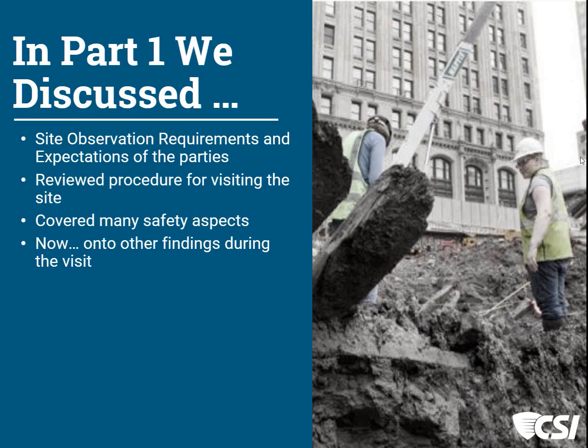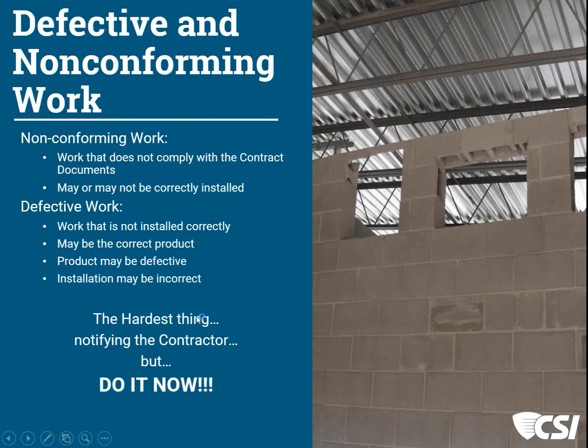We have been through, as you see in the title, 7 segments that follow along with the Construction Contract Administration Practice Guide. We are in Chapter 6, which covers site visits, observations, and inspections, and we are doing the second part of Chapter 6. In the first part, we looked at site observation requirements and the expectations for parties. We also reviewed some of the procedures for visiting a site. We covered safety issues. Now we're going to move on to the next part of site observations, and we're going to begin with non-conforming work.